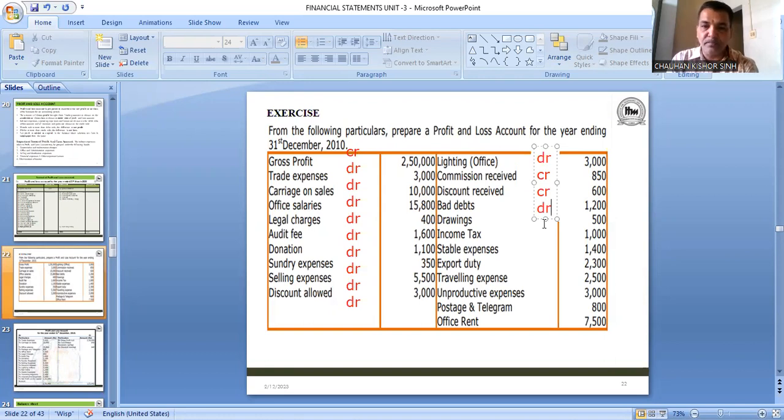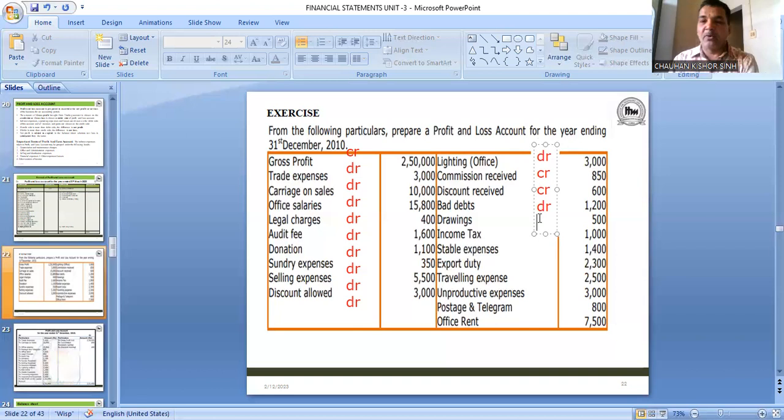Now here they have given one more point, drawing. See, drawing is not an item of the profit and loss account. What is drawing? When the owner of the business withdraws money from the business, or withdraws some goods from the business for his personal use, then it is known as drawing. अगर मैं किसी business का owner हूँ और business में से cash withdraw करता हूँ या तो business का goods withdraw कर जाता हूँ मेरे personal use के लिए, तो मेरा drawings हो जाएगा.